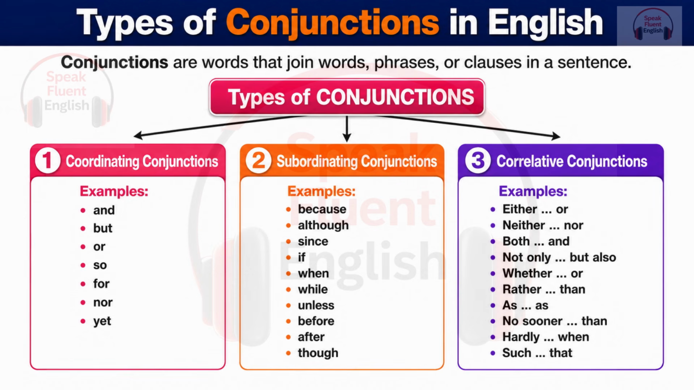Both...and. She is both smart and kind. Not only...but also. He is not only a teacher, but also a writer. Either...or. You can either stay or leave. Neither...nor. He likes neither tea nor coffee.